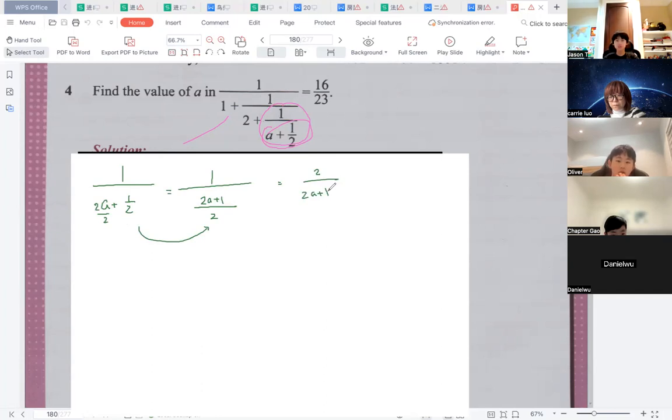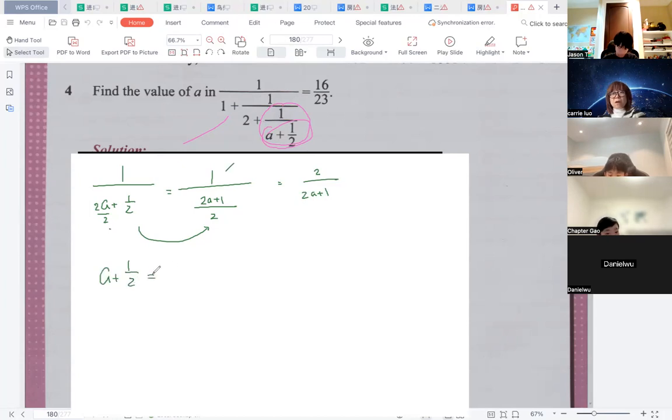I am with you. Which part? Do you understand this part? Daniel says with me. Chapter, are you with me? Kind of. Which part don't you understand? Tell the teacher. The 2 thing beside the A. The 2 beside the A? This one? Yeah. Okay, so the original question is A plus 1 over 2, right?